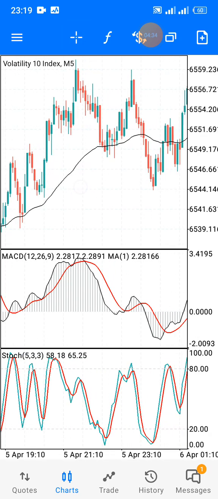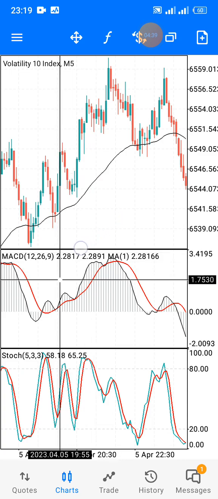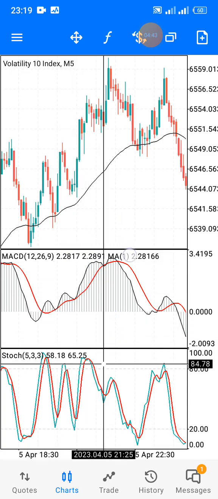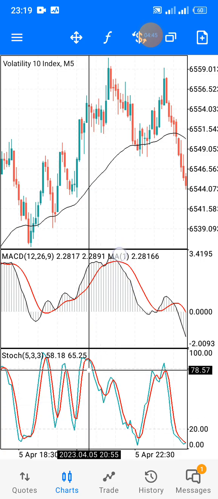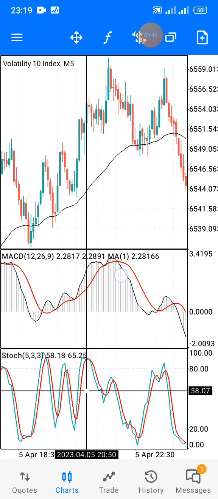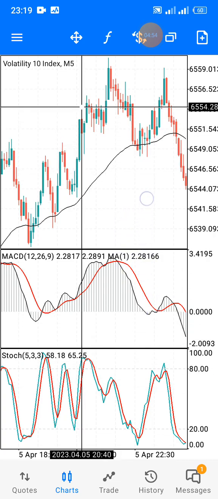I would still enter, right? So that's how simple it is. For your stop loss, you just take a stop loss when the stochastic crosses again in the opposite direction. For your TP as well, you can use that, right?